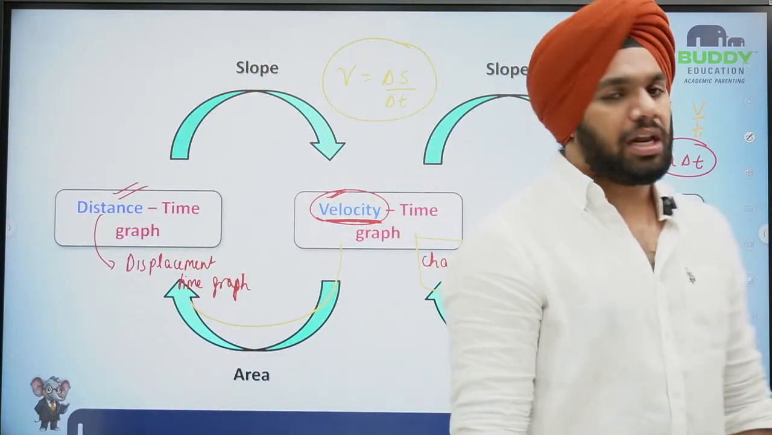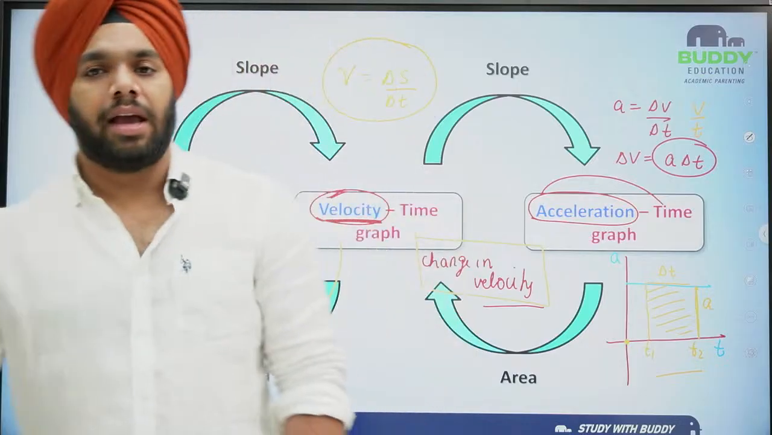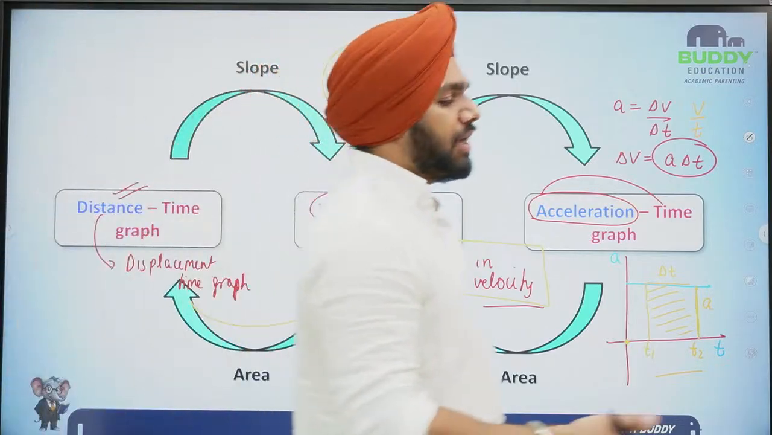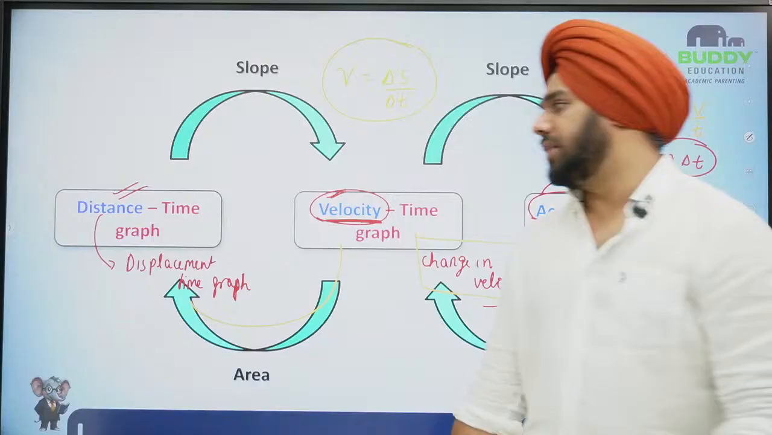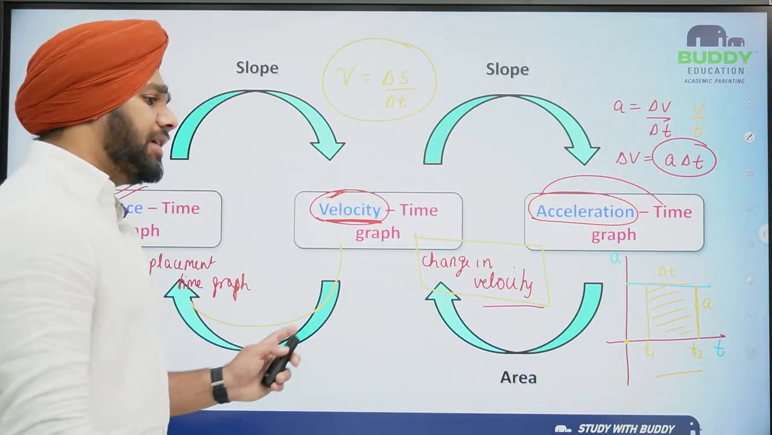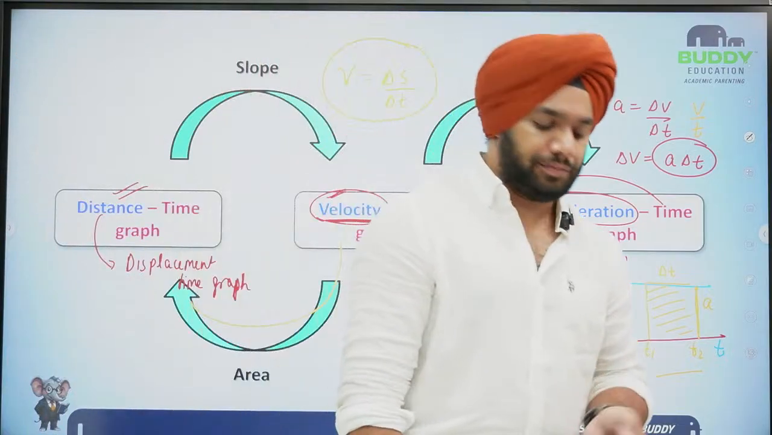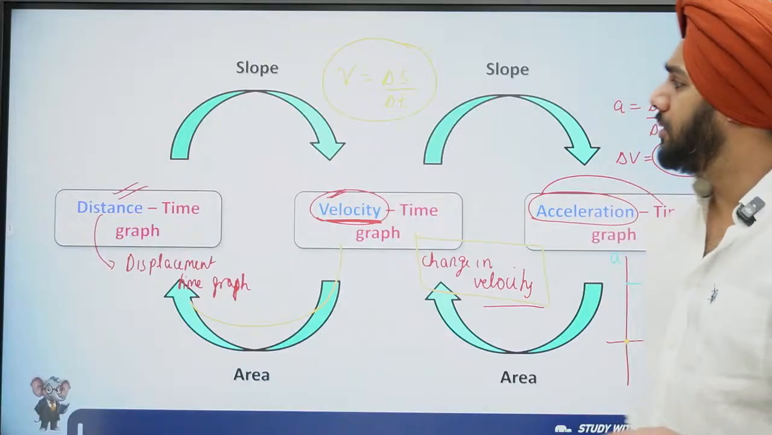So in both the graphs, the area covered under the acceleration time graph will give you change in velocity, and the area covered under the velocity time graph will give you displacement or change in displacement. Are we clear with this? Okay, so this is what you need to learn, and the most important is the velocity time graph. Okay, coming to the next part.